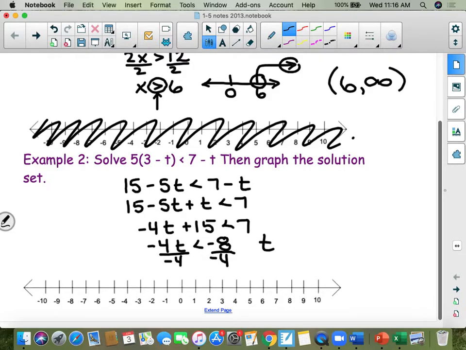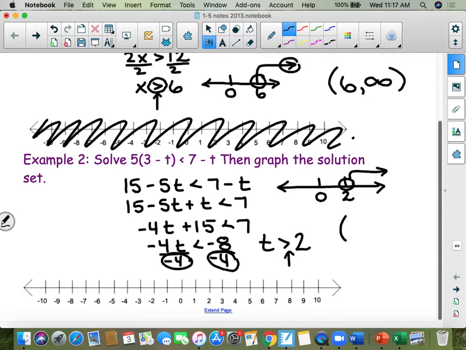So t is greater than. The reason why it's greater than is because I divided by a negative number. A negative 8 divided by a negative 4 is a positive 2. So I solved it. That's my first step. Making a number line is my second step. Here's 0. Here's approximately 2. I'm going to show an open circle here at 2, and I'm going to shade to the right. My interval notation is going to be a parenthesis with the 2 to infinity.